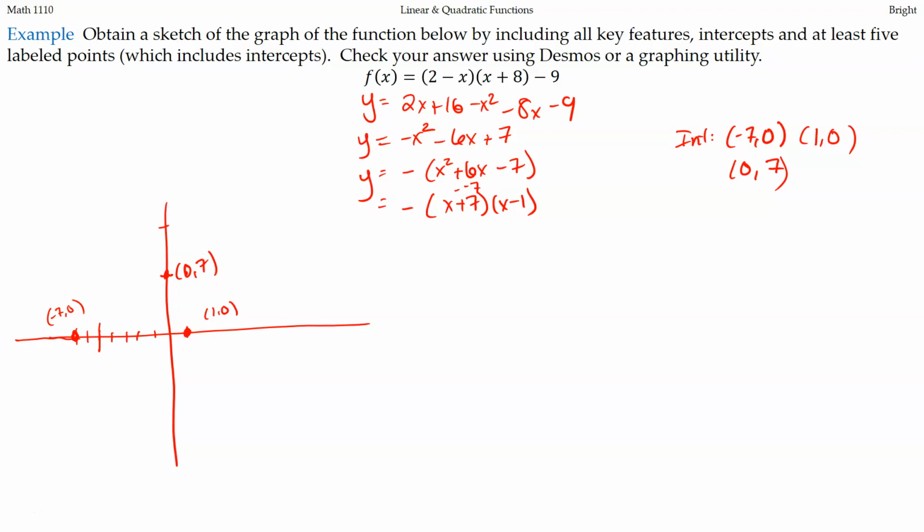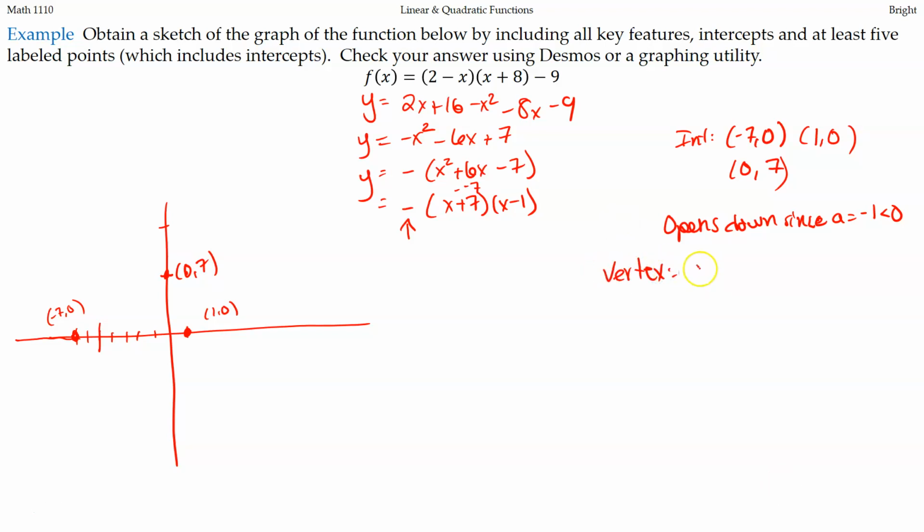Okay, so now all the key features. I need the shape, which I can't do right now. And then the next thing is to find the direction of opening. So I'm going to say it opens down, since a is equal to -1, which is less than 0. Again, that's where you determine the negative. Okay? And then the next thing is to find the vertex.